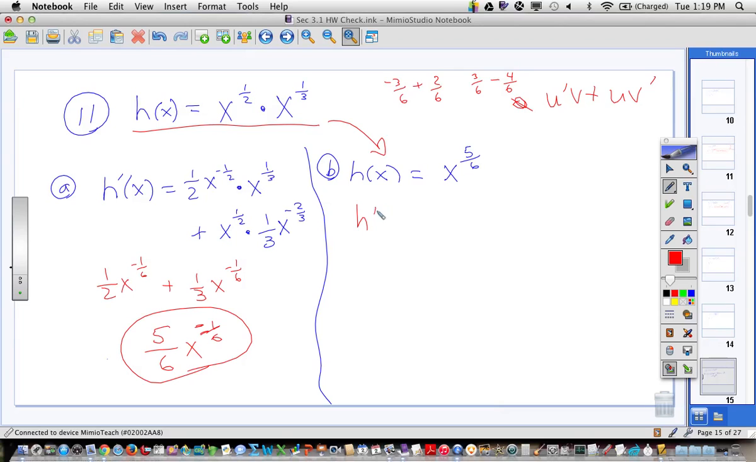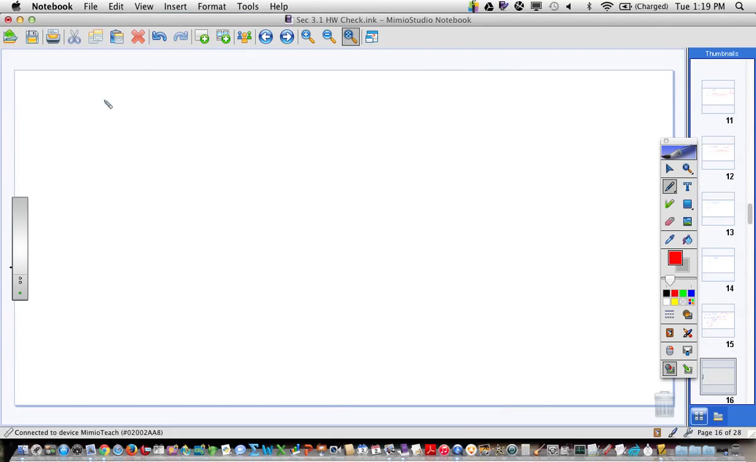Now I'm going to do the derivative by the power rule. So I bring the 5/6 down in front, drop the power by 1, and I have this, and sure enough, I get the same answer as before. So that's what that section was about. Okay? All right. If you have some other questions, let's go to 31 then.